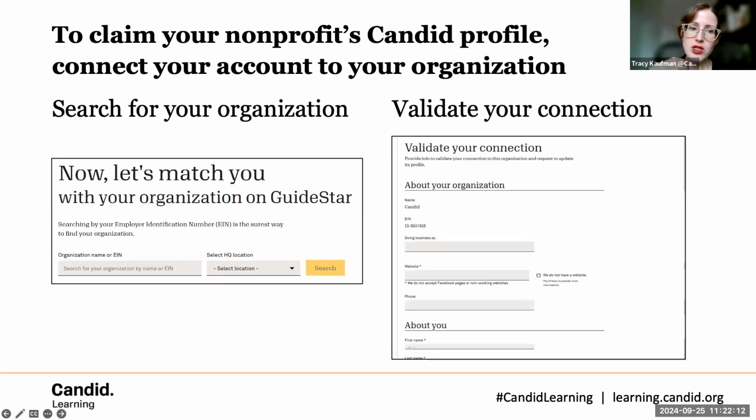Once you are logged into your free account, you're going to search for your organization either by its name or its EIN. When you find it, you'll just fill out a few fields to validate that you are a legitimate representative of your organization. One tip is, if possible, try to use a work email address, like a .org email address, when validating your connection, because our team on the back end is going to make sure before they approve you that you really are a legitimate representative of your organization and should have the ability to get in. It'll be a faster process getting approved if you're not, say, using a Gmail address.